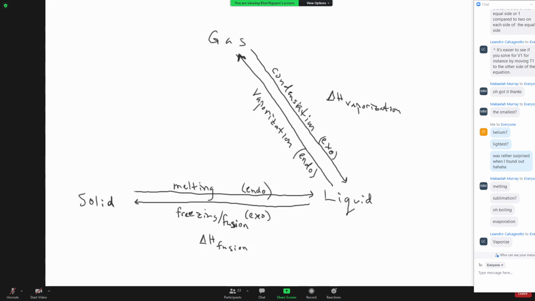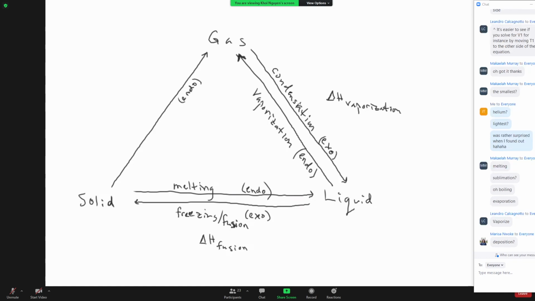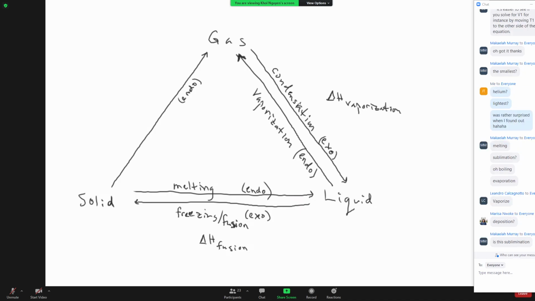Now, what about going from a solid to a gas? What's this process called? We know solids are most stable, gas are most unstable, so we know that this is definitely an endothermic process. Someone has said it before. Not deposition to go from solid to gas. Sublimation. This is now sublimation. I believe Michaela had said sublimation earlier. But this is sublimation.